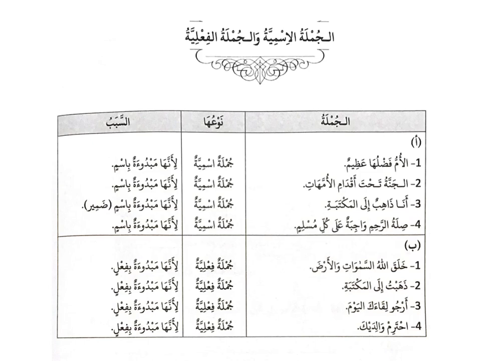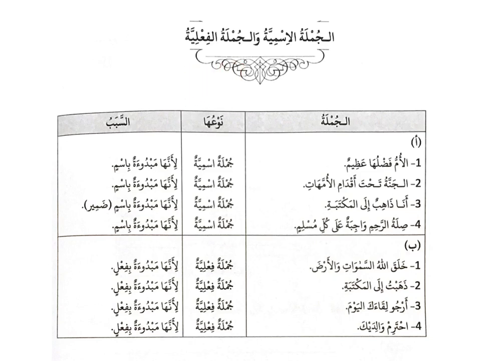Bismillahirrahmanirrahim. In this lesson, we are going to look at two types of Arabic sentence. The first type is called al-jumla al-ismiyya, and the second is called al-jumla al-fi'liyya. Al-jumla al-ismiyya is translated as the nominal sentence, and al-jumla al-fi'liyya is the verbal sentence. So what is al-jumla al-ismiyya and what is al-jumla al-fi'liyya?